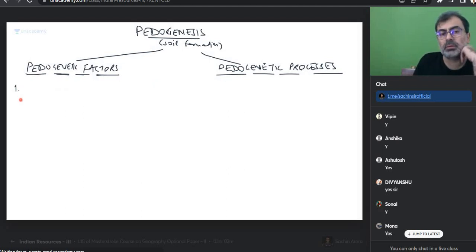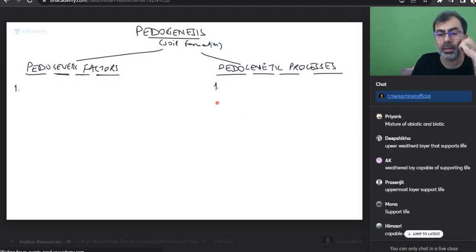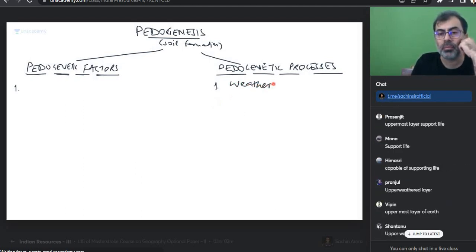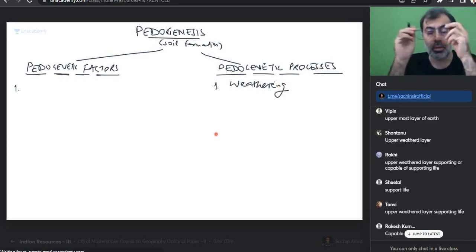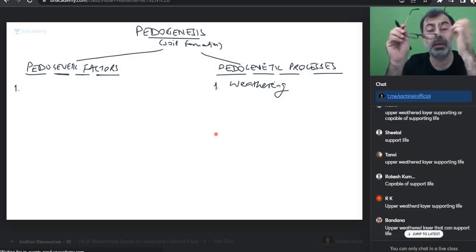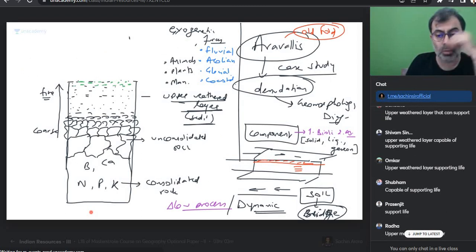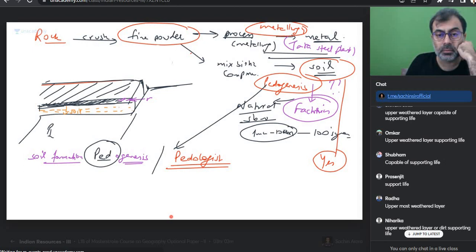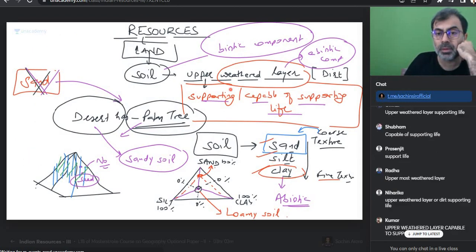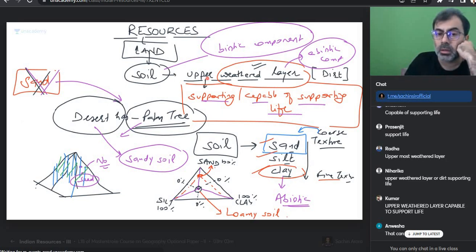So let's talk about factors. What is the definition of soil quickly? If you remember, what did I write down? Definition of soil. No, I did not say mixture of biotic and abiotic. Upper weathered layer. Thank you. I said, what is the definition? Upper weathered layer, I gave it to you in writing. More important is upper weathered layer, very important. Memorize it. Second part of the definition, capable of supporting life.